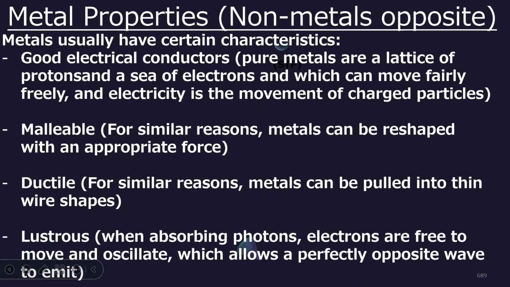Lustrous. When absorbing photons, electrons are free to move and oscillate, which allows a perfectly opposite wave to emit. We're not really going to get into the details of that. That's more of a physics thing, I think. But just be aware, many metals do reflect light very well, like a mirror.